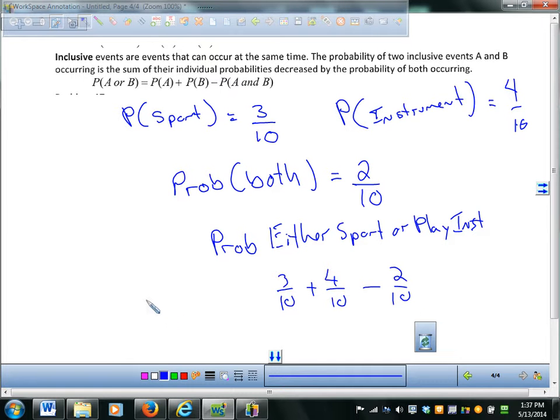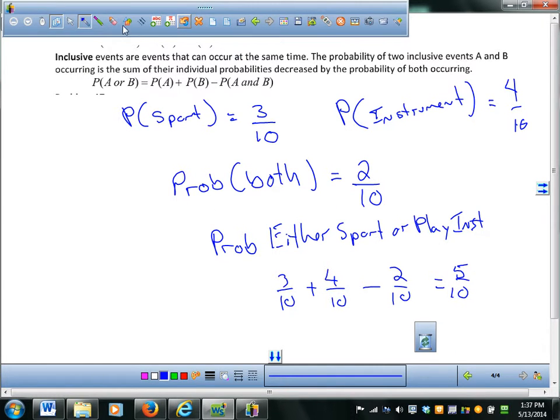You understand why that is? Okay, so that's equal to 3 out of 10 plus 4 out of 10, that would be how many out of 10? 5 out of 10. Now, you could represent that with a Venn diagram.